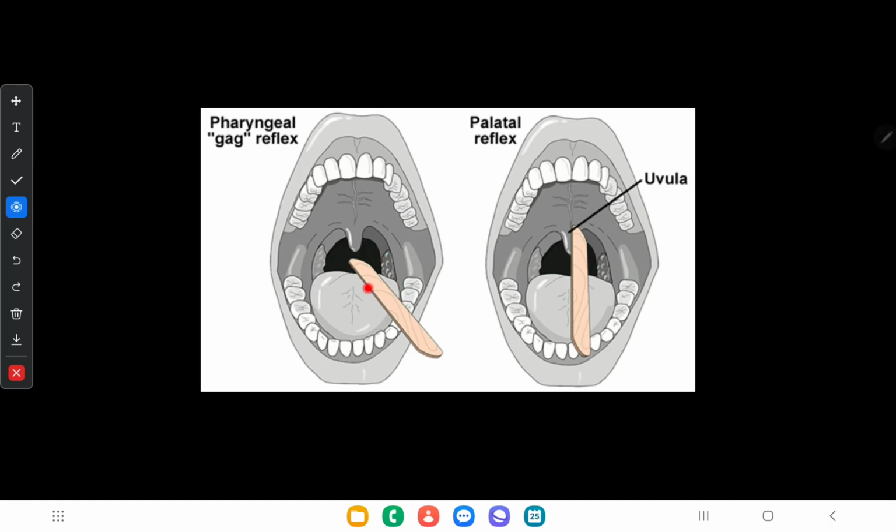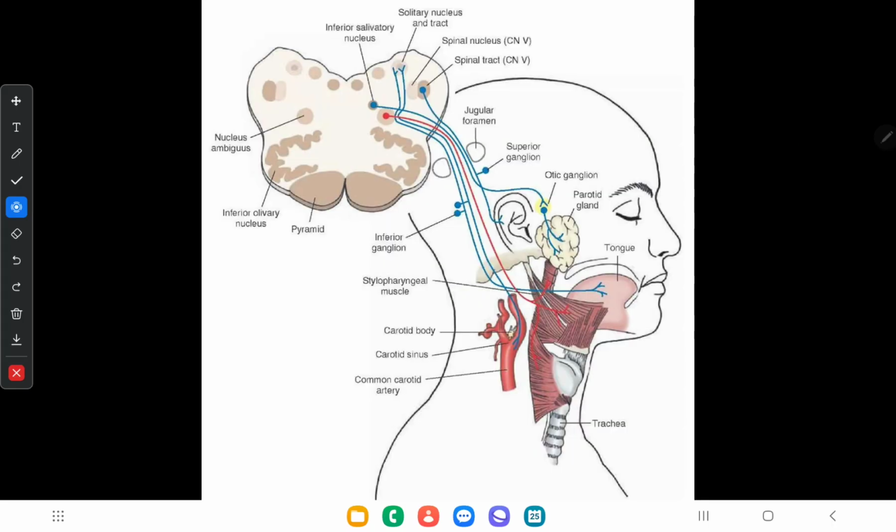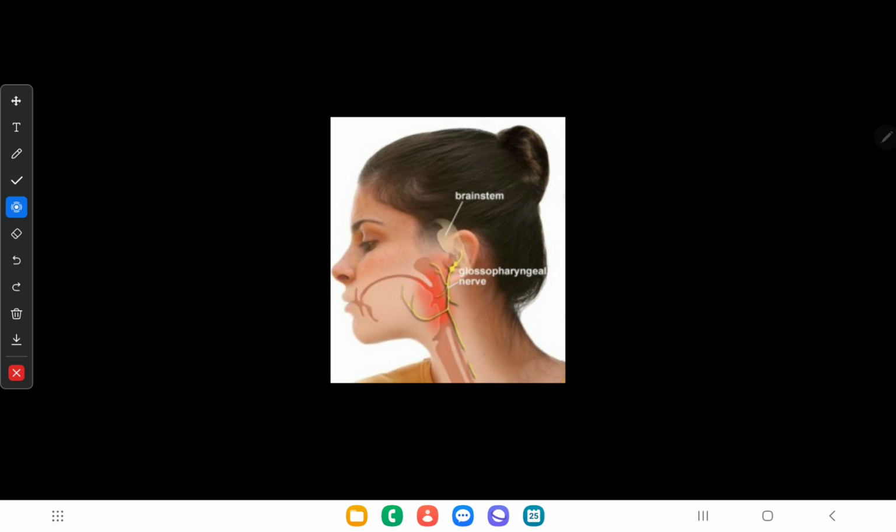This is how the pharyngeal gag reflex is done. This is the pathway of gag reflex. The afferent limb is the glossopharyngeal nerve and the efferent limb is the vagus nerve. Then there is a condition called glossopharyngeal neuralgia. Actually, this is characterized by intractable episodic pain precipitated by swallowing and felt in throat, behind the angle of jaw and in the ear. Surgical sectioning of glossopharyngeal nerve or nerve block relieves these symptoms.